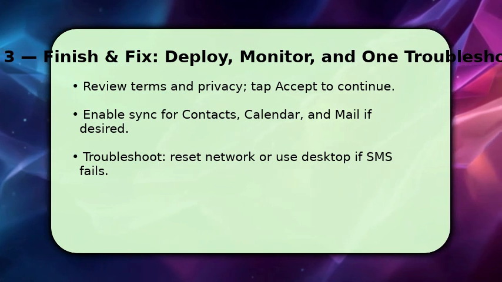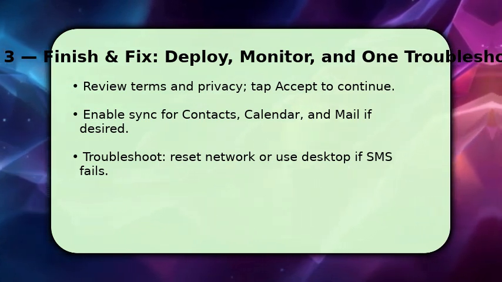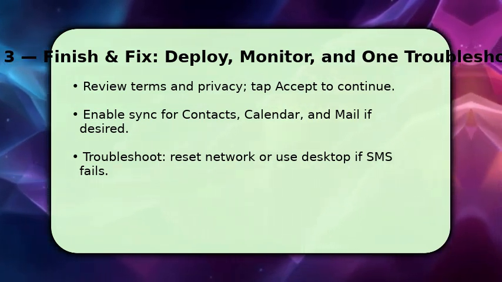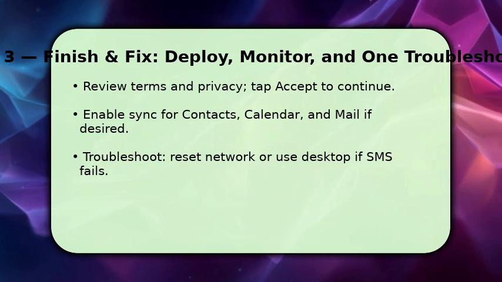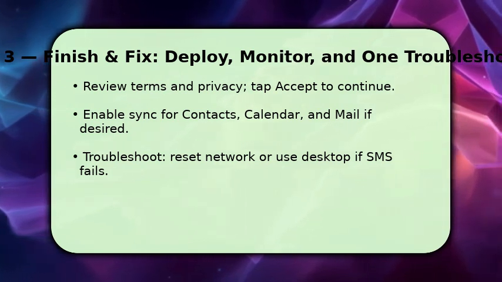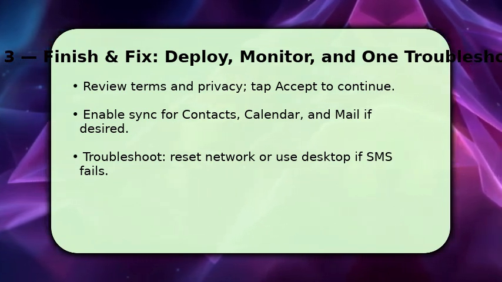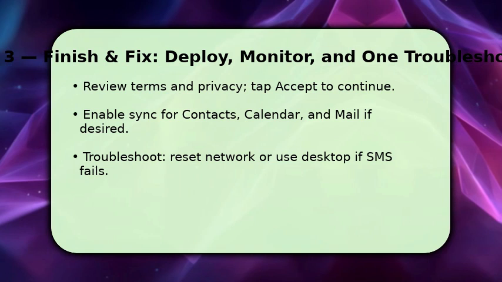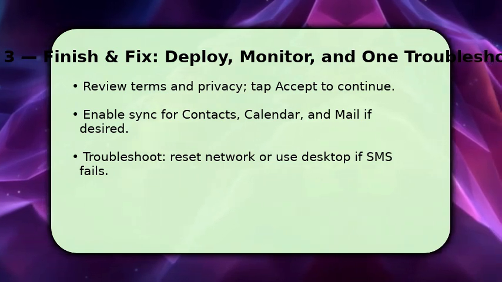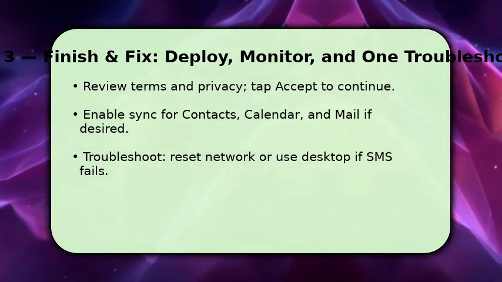After finalizing preferences, you'll see a welcome screen. Open Gmail or Google to confirm messages and sync. If something goes wrong, try the troubleshooting tip. Turn Wi-Fi off and on, reboot the phone, or use a desktop browser to complete verification. If SMS codes fail, request a voice call or use an alternate recovery email to finish setup.